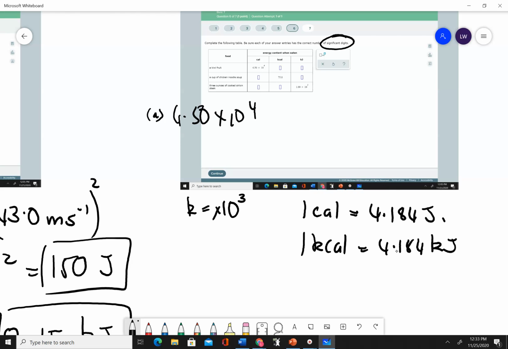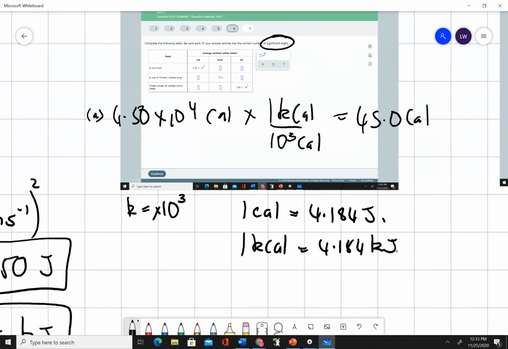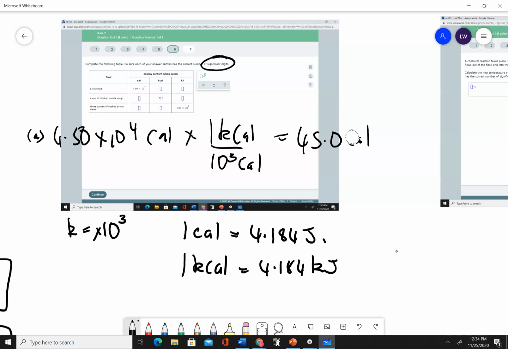So 4.50 by 10 to the 4 calories times, and we're going to go to kilocalories. 1 kilocalorie is the same as 10 to the 3 calories. So that's going to drop us down to 45.0 kilocalories. You're just going to divide by 1,000, all right? And we're keeping that as 3 sig figs. I've got a tendency to write an uppercase C for calories, but we should be aware that it has a lowercase c in this case.